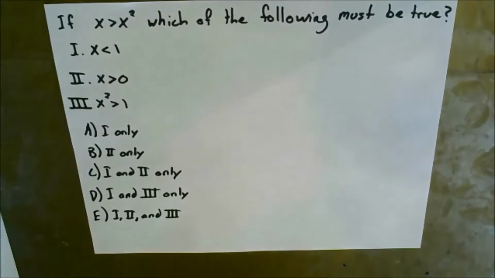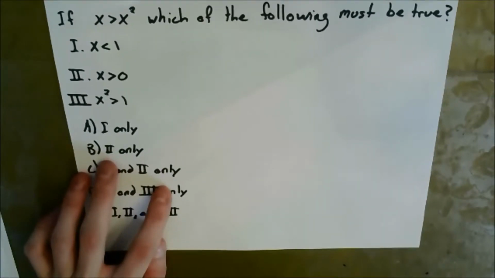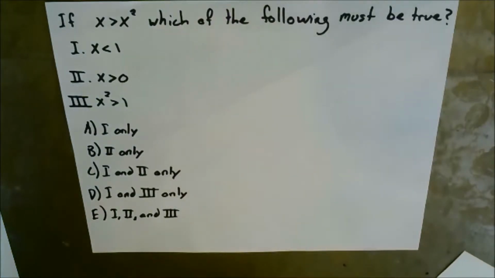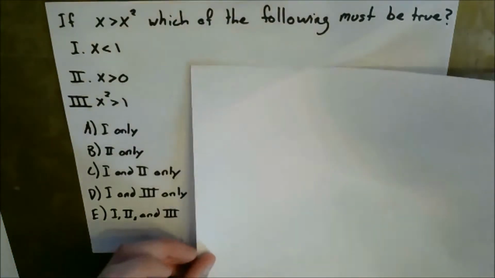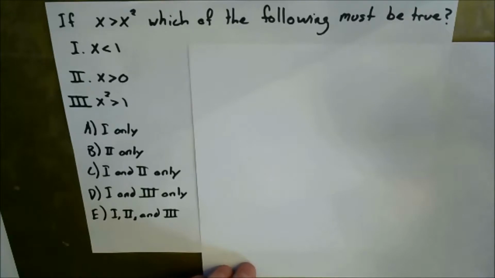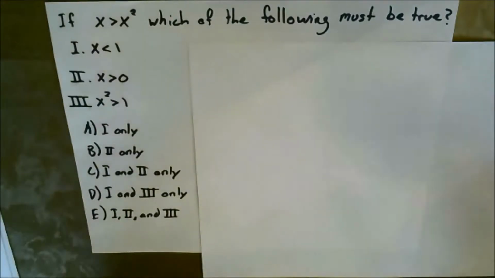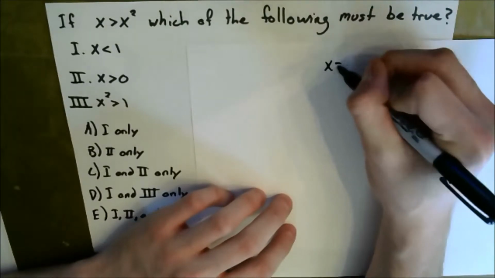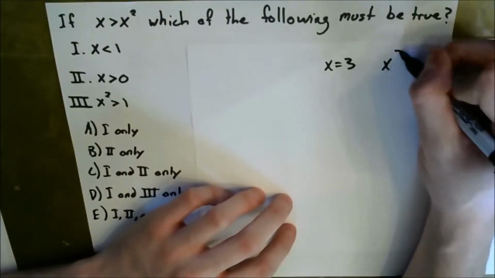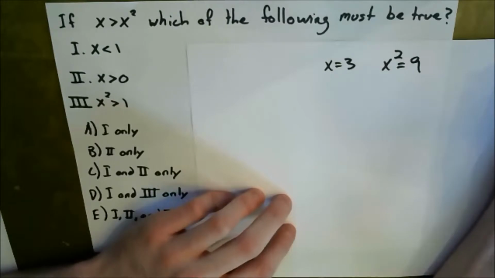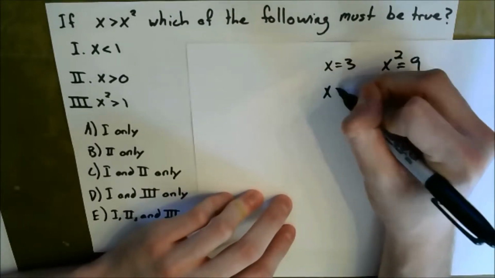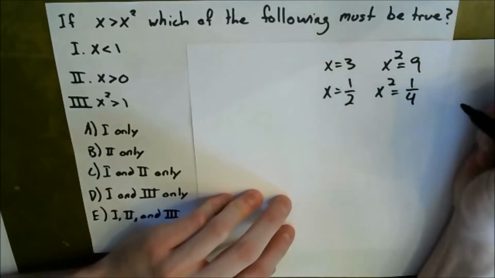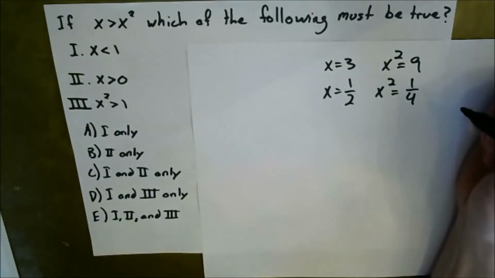Okay. This one says, if x is greater than x squared, which of the following must be true? Some of you will recognize right away that the only time x is greater than x squared is if x is less than 1. Just to show you what I mean, if x equals 3, then x squared equals 9, and x is not greater than x squared. But if x equals 1/2, then x squared equals 1/4, and x is indeed greater than x squared.